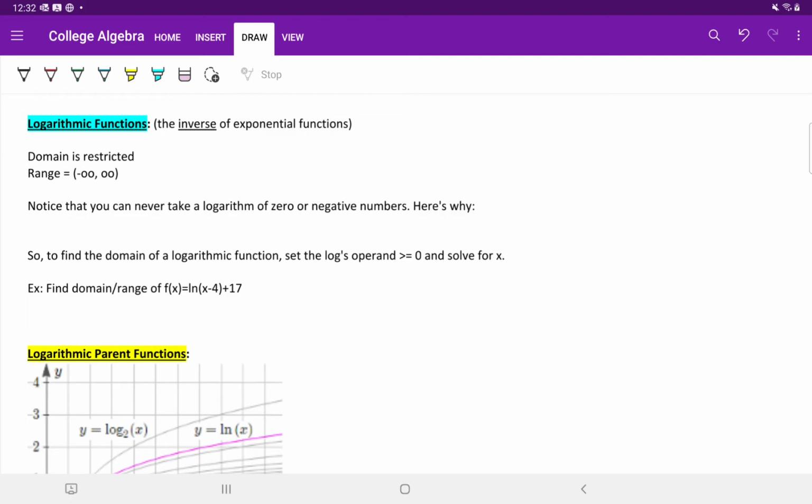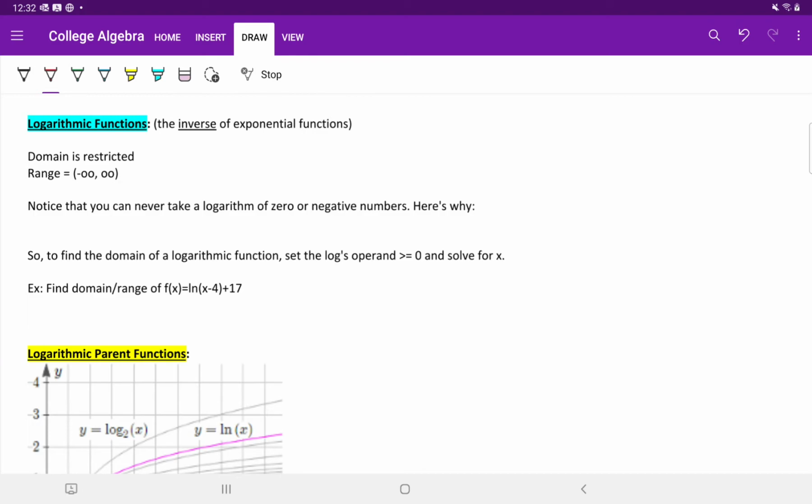With logarithms, our range is going to be all real numbers, but our domain is restricted. And that was the opposite for exponentials, right? For exponentials, our domain was all real numbers and our range was restricted. Well, that's what happens when you're dealing with inverses. They'll kind of be the reverse of each other when it comes to domain and range.